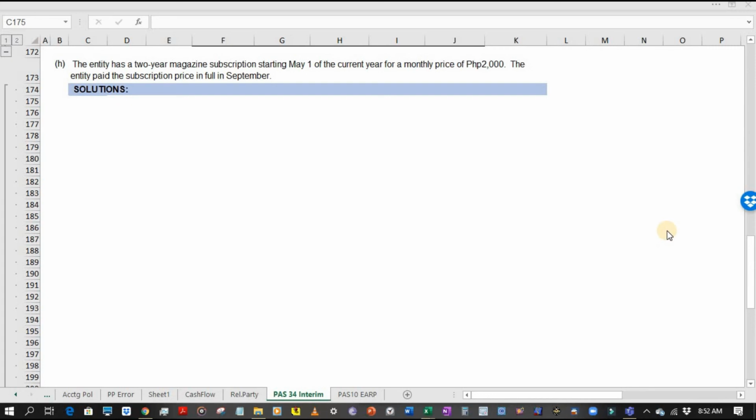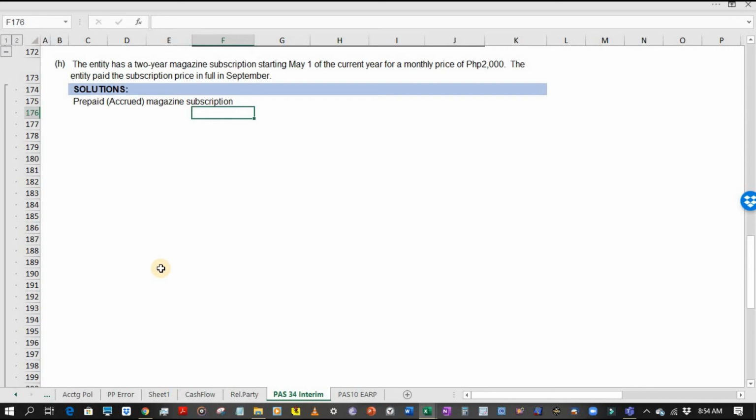So it means that the 2,000 magazine subscription shall be recognized evenly throughout the 2-year subscription. Regardless of the timing of payment, the expenses must be recognized starting the month the entity already benefited from the magazine subscription, which is on May 1. So we are going to recognize a subscription expense in May because that is the start of the magazine subscription.